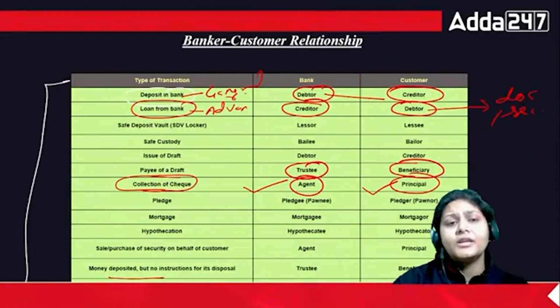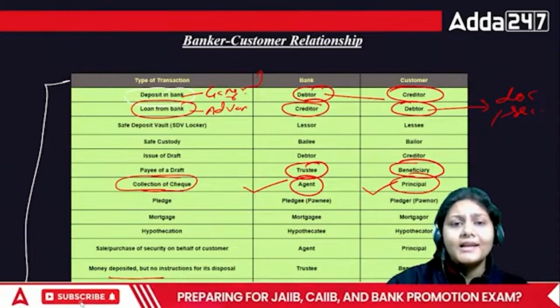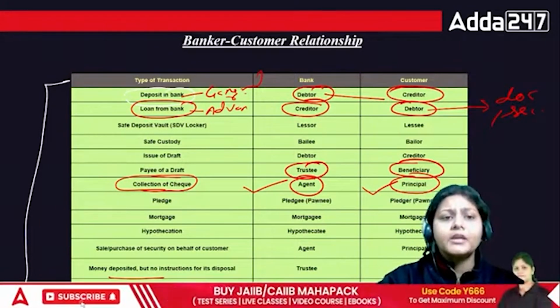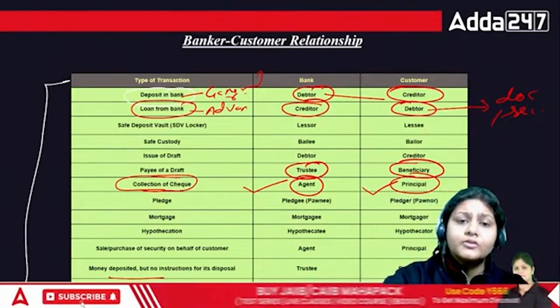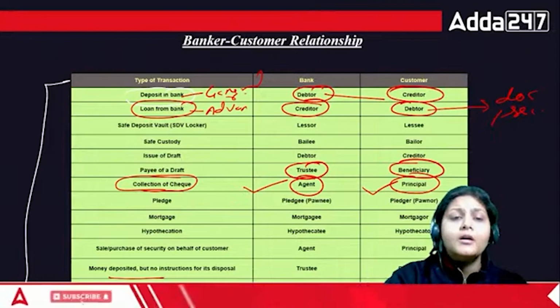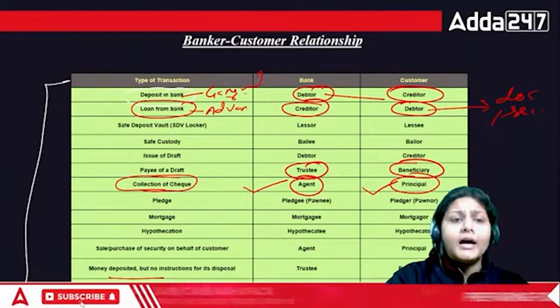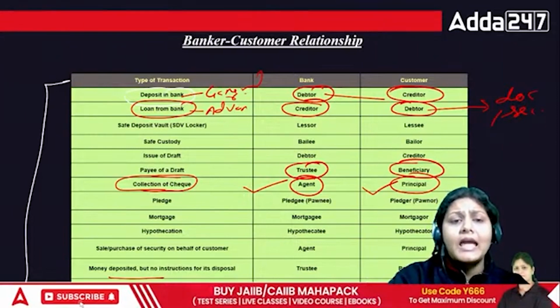And agent is whom? Agent is actually a person who is working for the principal, on behalf of the principal. So that relationship is what? Principal and agent. Then there is another relationship, lessor and lessee.